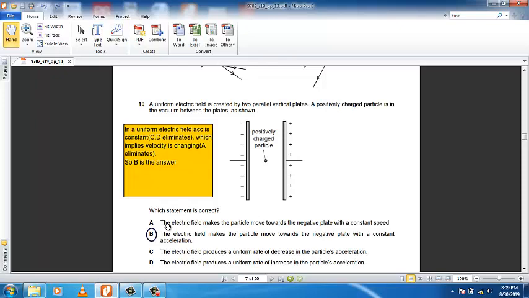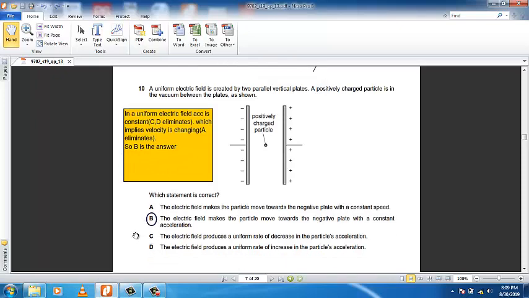Now you have to realize that in a uniform electric field, acceleration is constant. So if acceleration is constant, options C and D will be eliminated, which implies that velocity is changing. Okay, so A says that the velocity is constant. This also cancels out, so the remaining option is B. So B is the correct option, that the electric field makes the particle move towards the negative plate with a constant acceleration. It's a positively charged particle, so it has to move towards the negative plate.